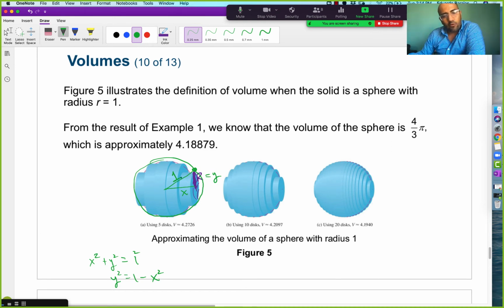Good. Okay, so if we find the volume of the 5 coins, we add them together, that's a pretty good approximation. But if we do 10 discs, right, that's 10 coins, that's an even better approximation. If we do 20 of them, that's an even better approximation. And you can see where this is heading. If we do 100, 1,000, 10,000, a million, a billion, if we let that go out to infinity, eventually, at infinity, we'll get the exact volume of that sphere.